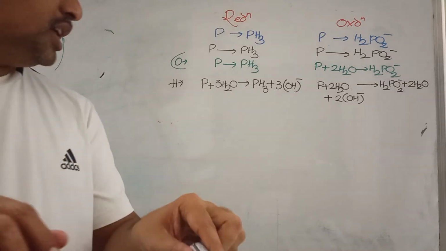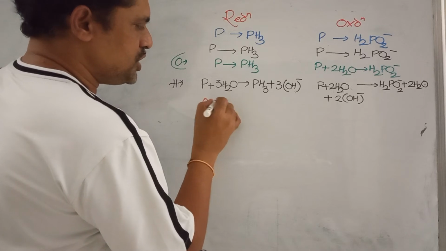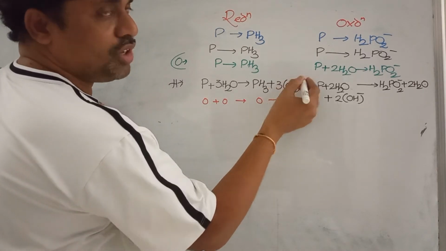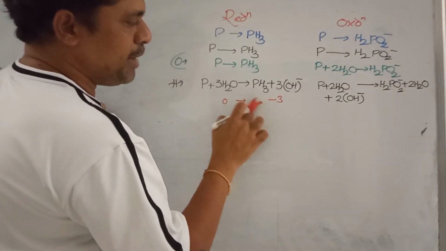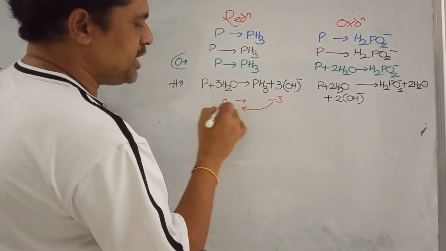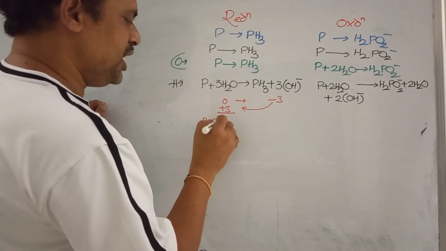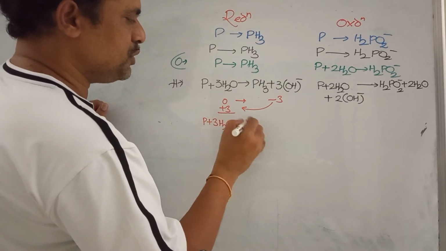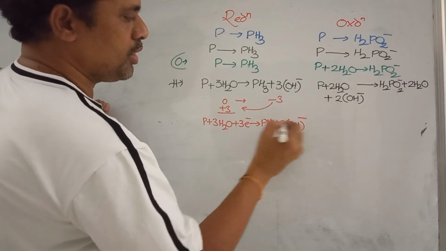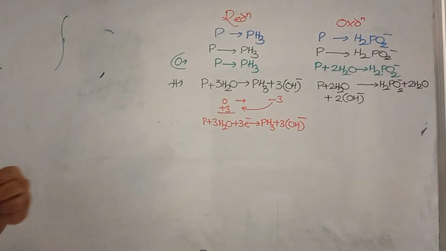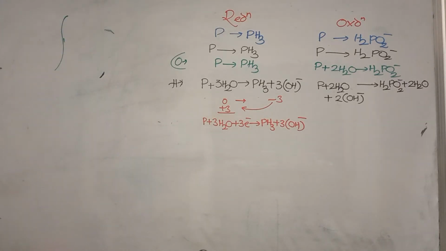Now we'll go with charges. P, no charge. H2O, no charge. PH3, no charge. 3 OH minus, minus 3 charge. So this side 0, this side minus 3. Minus 3 will come this side, will become plus 3, means this side you need to add 3 electrons. P plus 3 H2O plus 3 electrons gives rise to PH3 plus 3 OH minus.